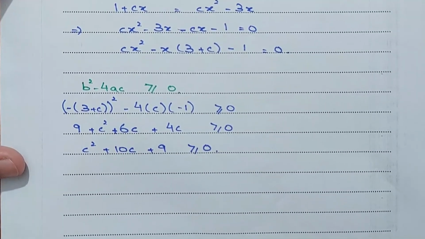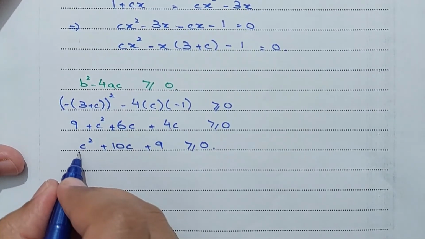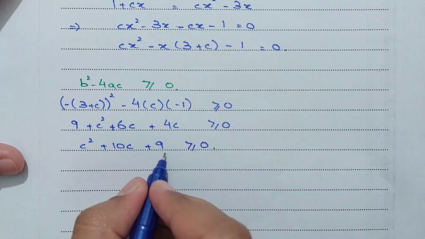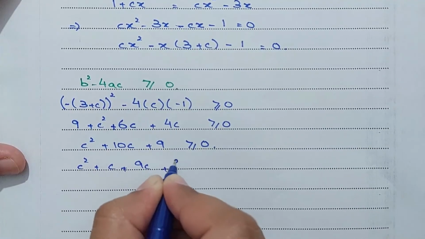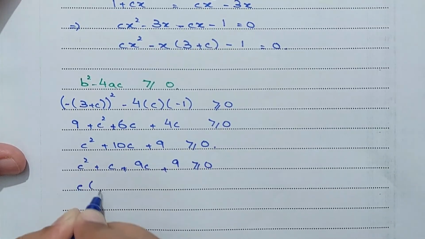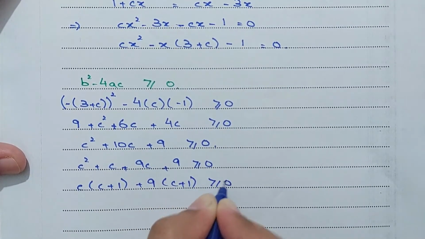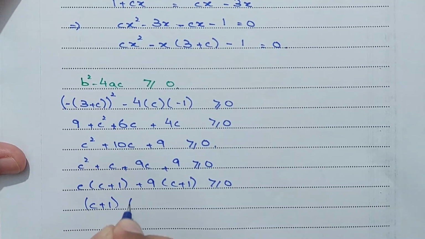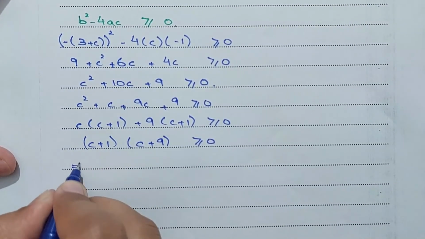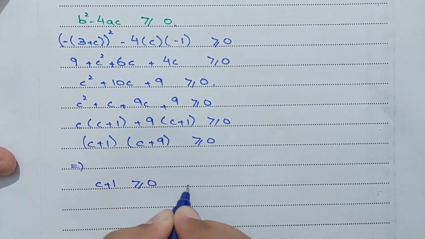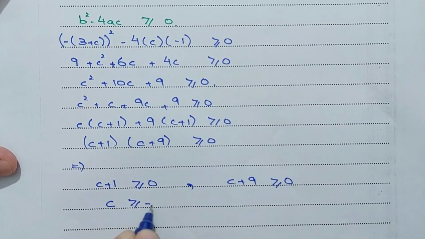Right, so let me factorize this quadratic. We have 1 times 9 is 9, and 1 plus 9 would be 10. So c squared plus c plus 9c plus 9. I'm factorizing: c is common, c plus 1 is left, plus 9 is common, c plus 1 is left. So c plus 1 is a factor and c plus 9 is a factor, and this is greater than or equal to 0. So we can say c plus 1 is greater than or equal to 0, and c plus 9 is greater than or equal to 0. So c is greater than or equal to minus 1.